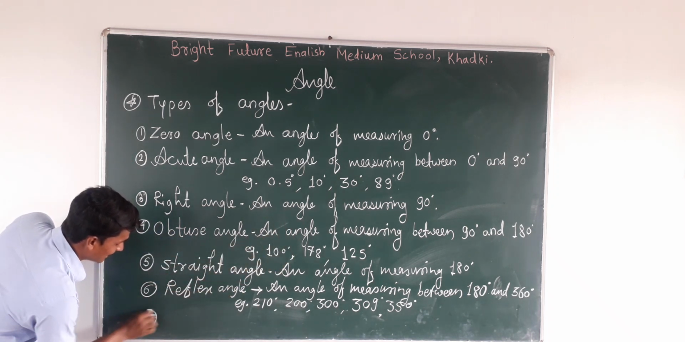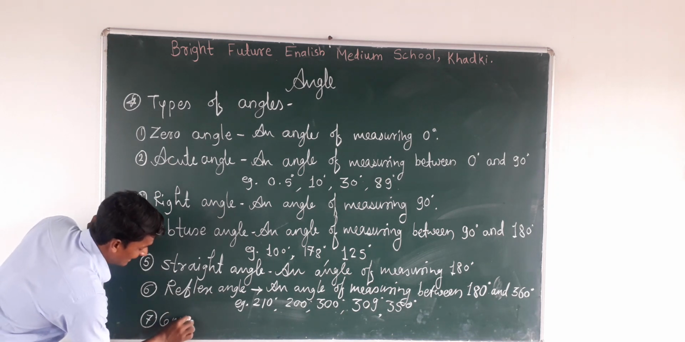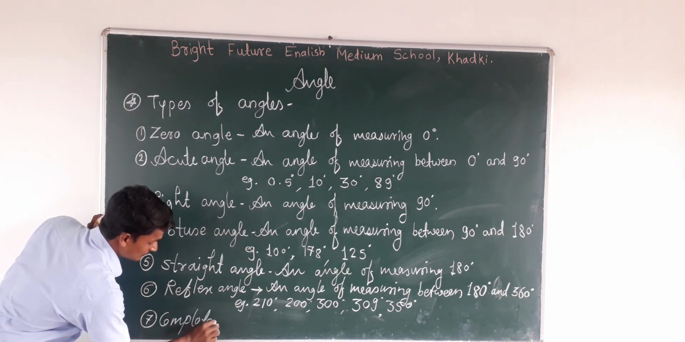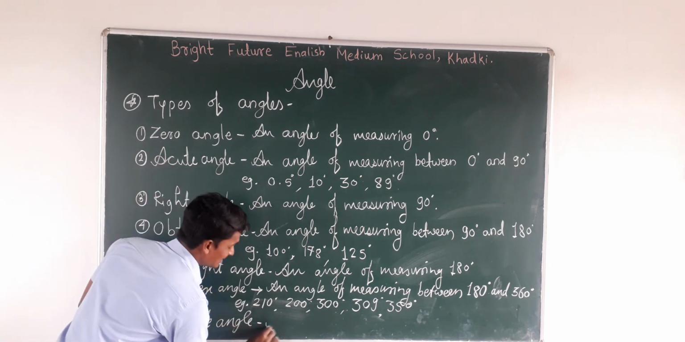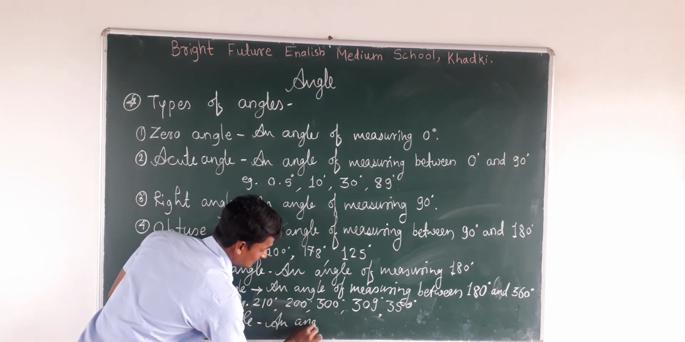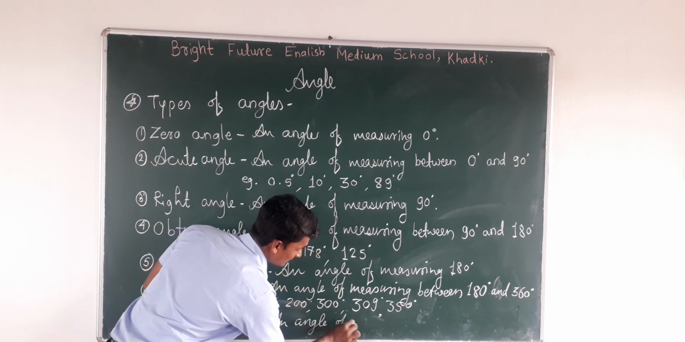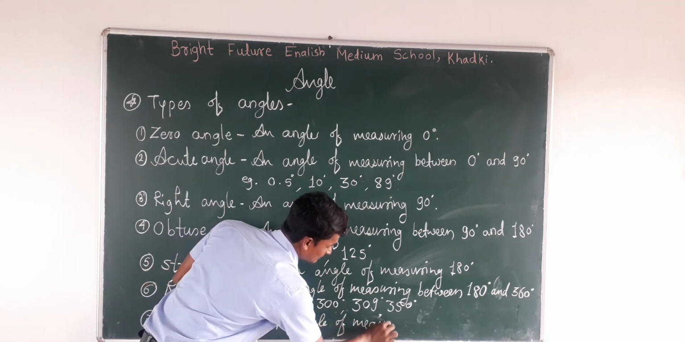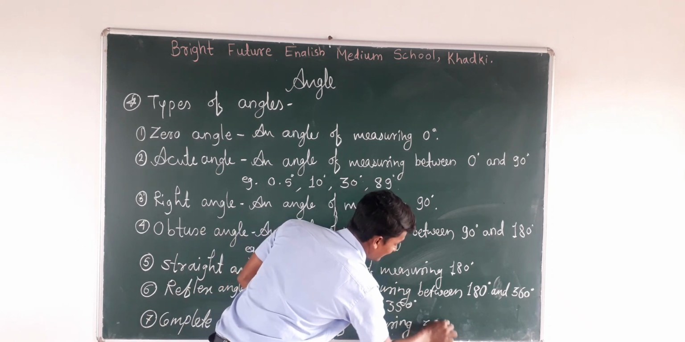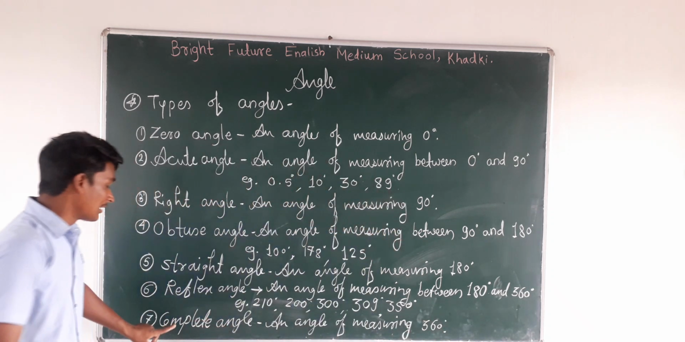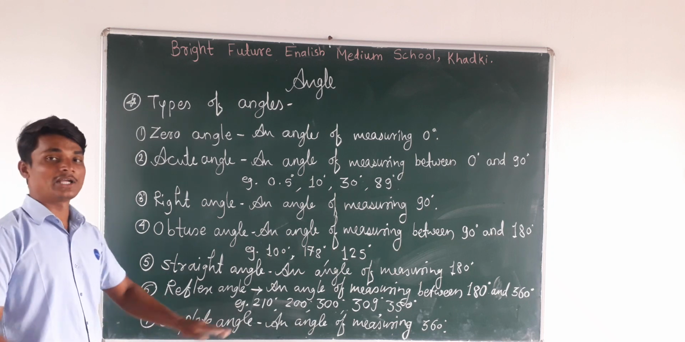And the last type is called a complete angle. Complete angle. Its definition is that it is an angle measuring exactly 360 degrees.